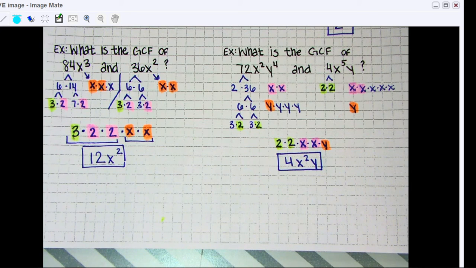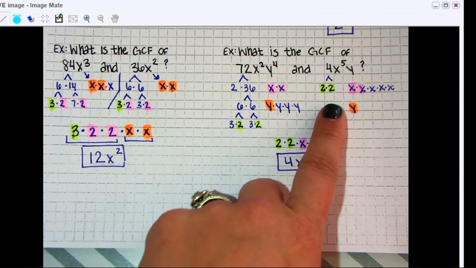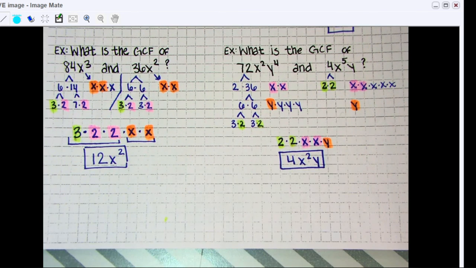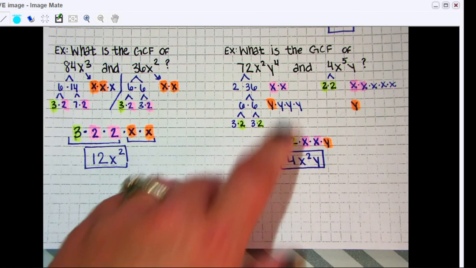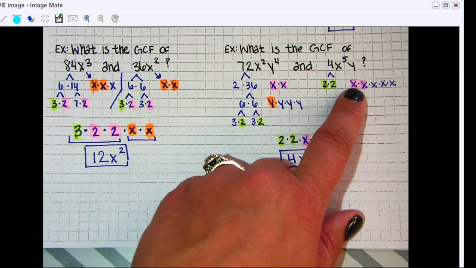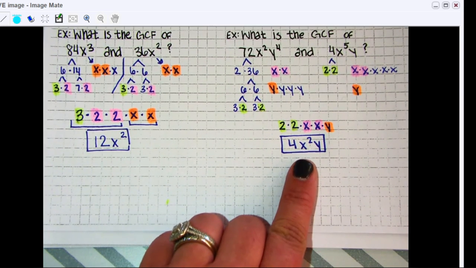To do this one, 72 breaks down into 2 times 2 times 2 times 3 times 3. And then I broke my x's down and my y's. 4 only breaks down into 2 times 2. So I can only pull 2's out from each. I'm pairing them up. So 2 times 2 is 4. I can pull out 2 x's from each. So that becomes x squared. And then I can pull out 1 y.